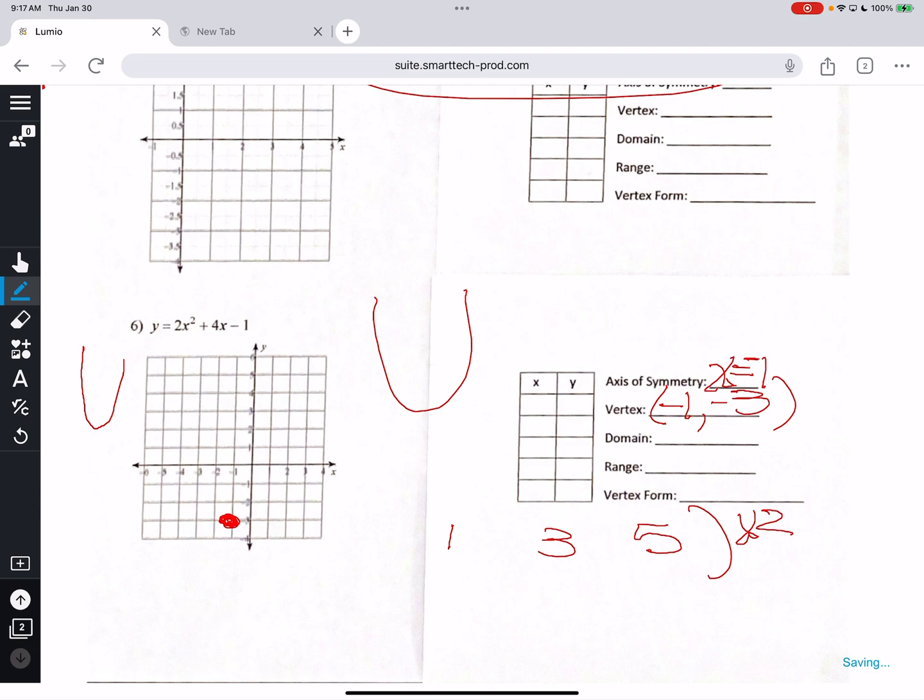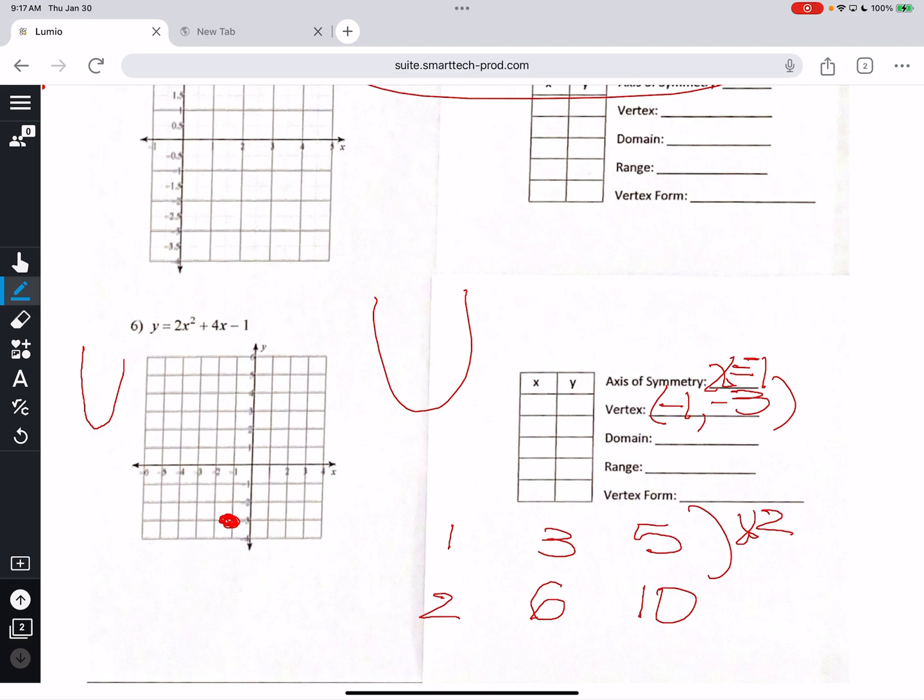Instead of 1, it's going to be over 1 up 2. Instead of 3, over 1 up 6. Instead of 5, multiply it by 2: over 1 up 10. If the lead coefficient were 3, you're multiplying 1, 3, 5 by 3. So we would have 3, 9, 15.